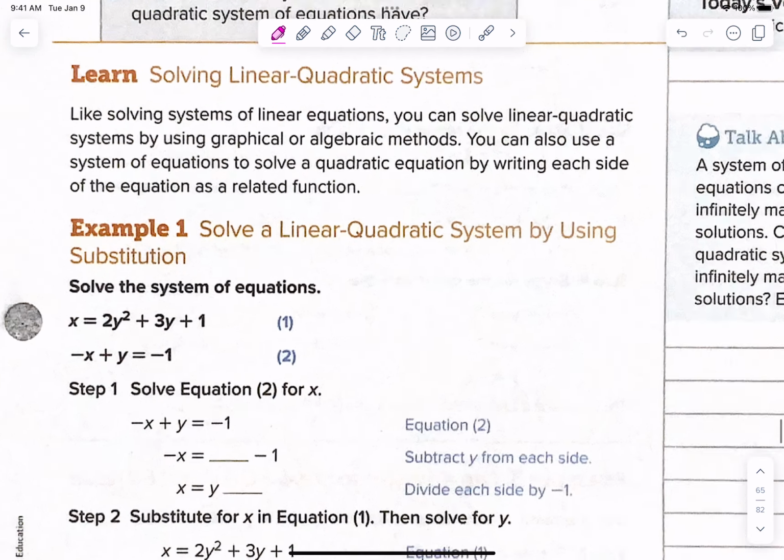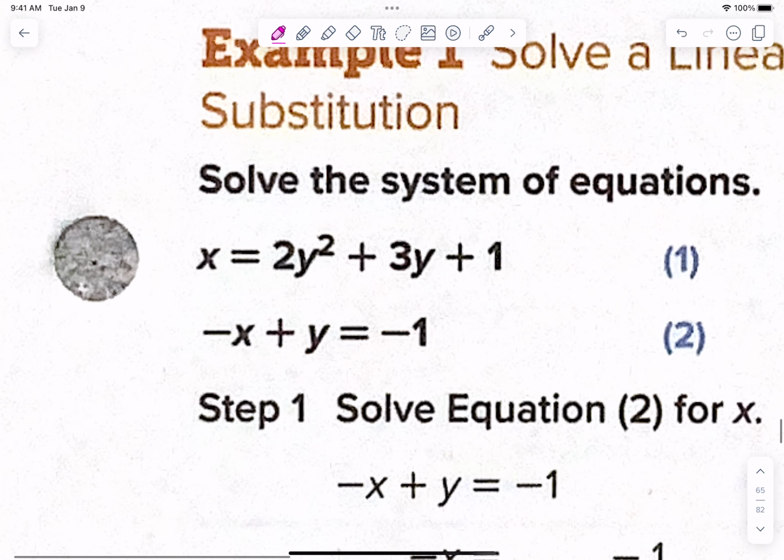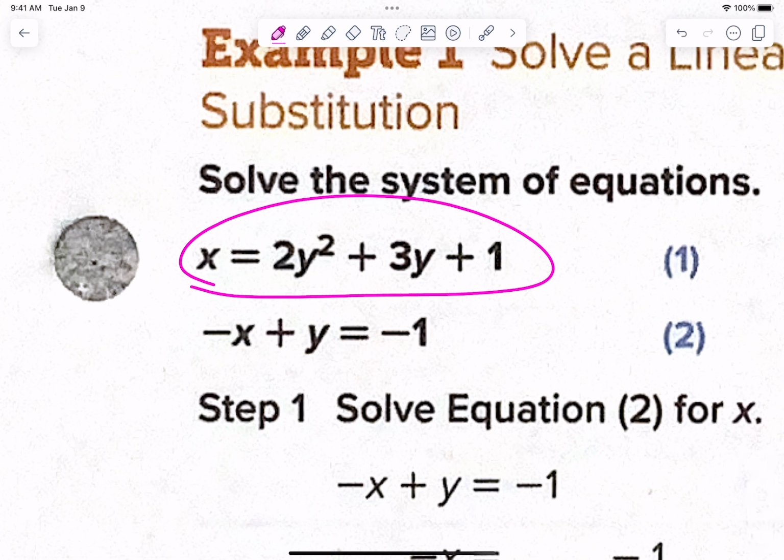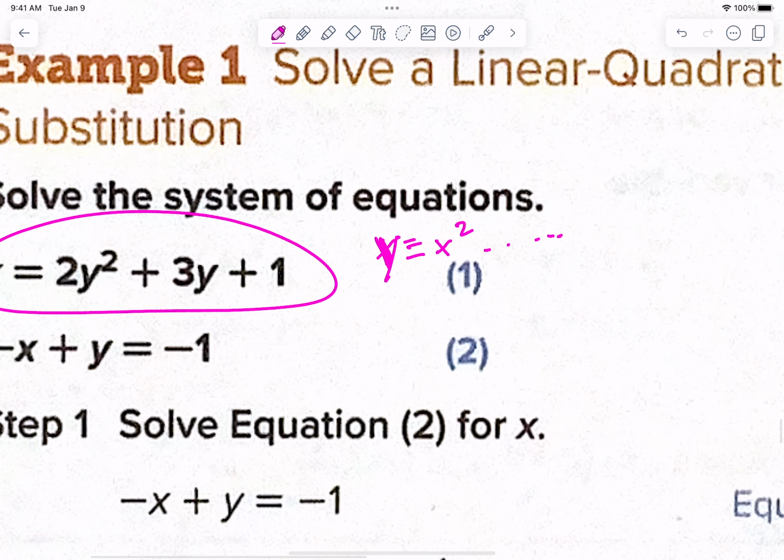Let's go to example 1, and I'll just explain what this is doing. This function right here, x equals 2y squared plus 3y plus 1. If you were to graph it, we are normally used to seeing y equals x squared. Do you know what y equals x squared looks like if you graph it? It's a parabola. If it's a smiley face, it goes like that.